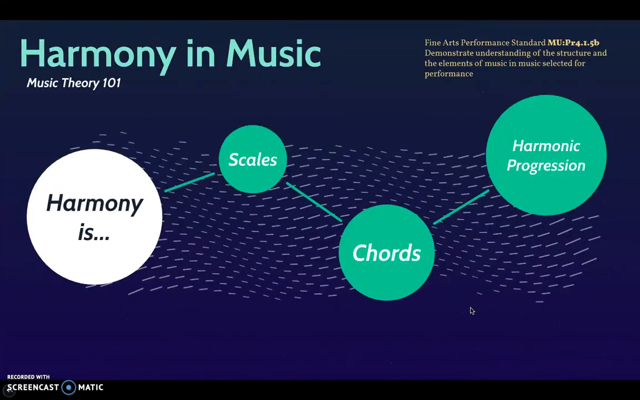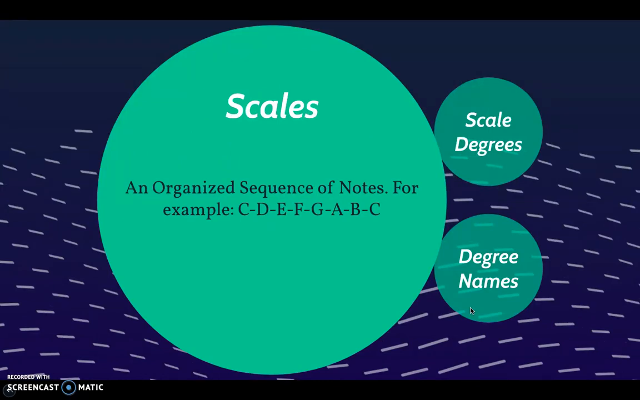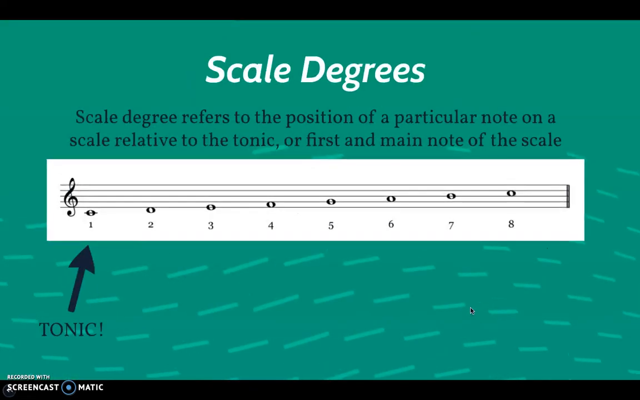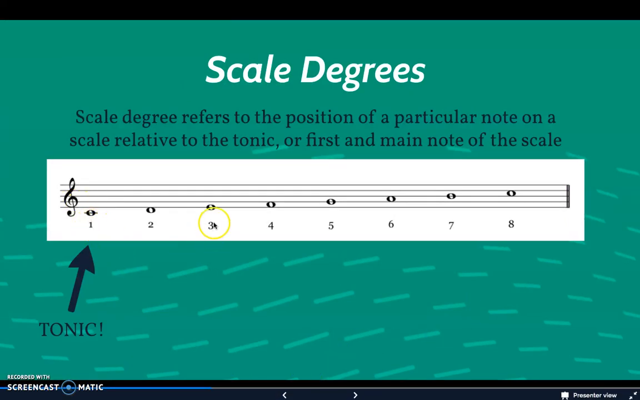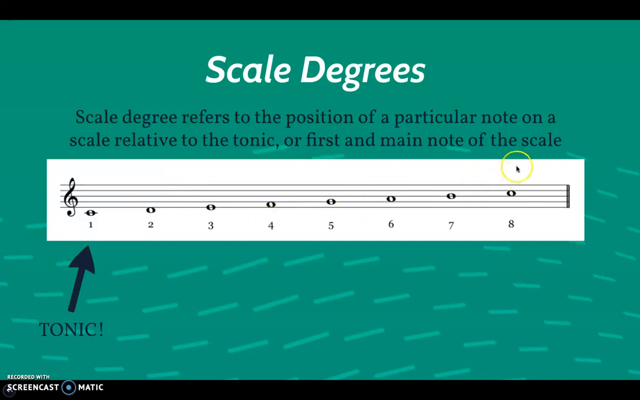Now let's talk about some of the foundational elements involved in creating harmony. A scale is an organized sequence of notes. For example, C, D, E, F, G, A, B, and C. Each note has a scale degree associated with it, which is simply a number that represents the position of each note within the scale. So you have scale degrees 1, 2, 3, 4, 5, etc.